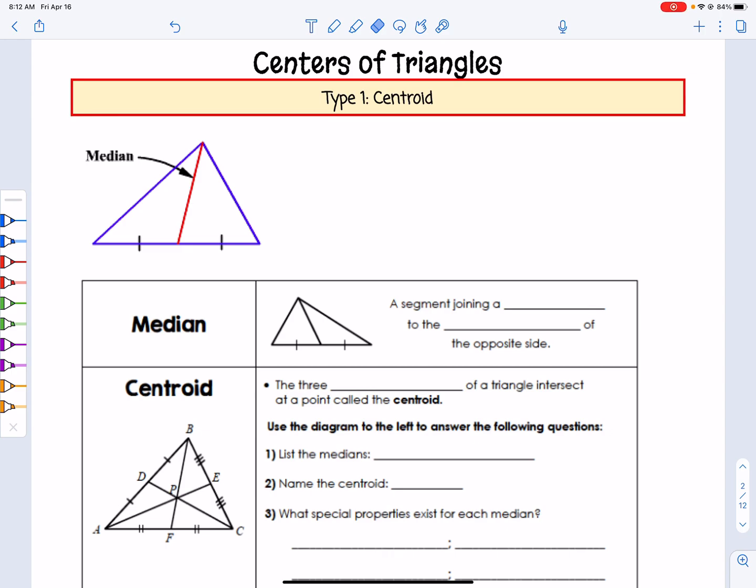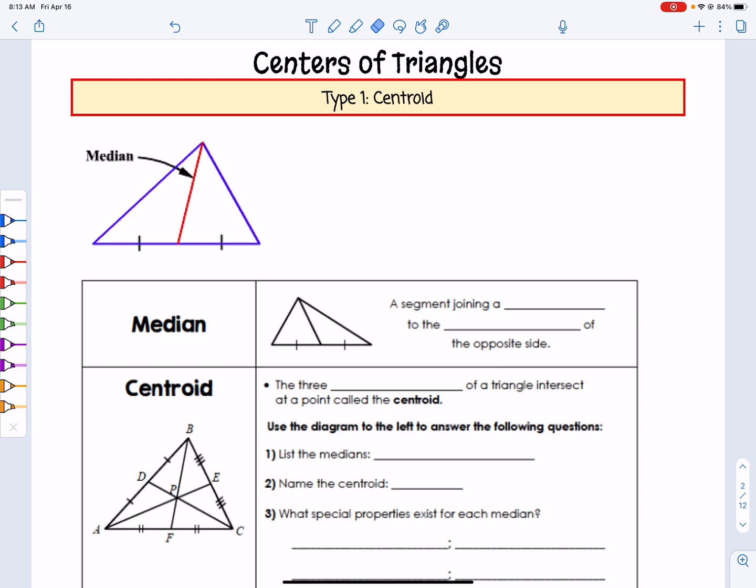In this video, we're going to talk about centroid, which is a special type of a center of triangles. So centroids are created by the medians of a triangle. A median is a segment that joins the vertex to the midpoint of the opposite side.